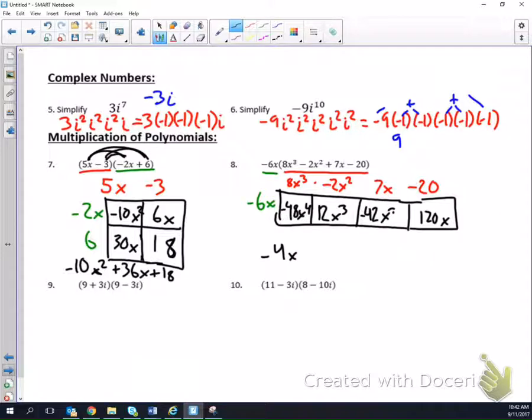Negative 48x to the power of 4 plus 12x cubed minus 42x squared plus 120x.